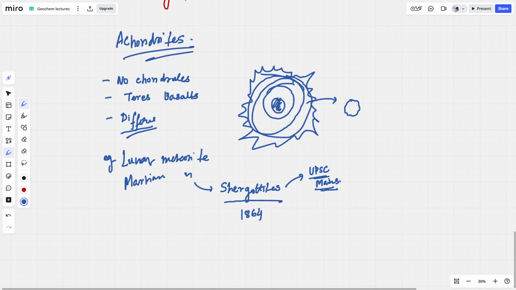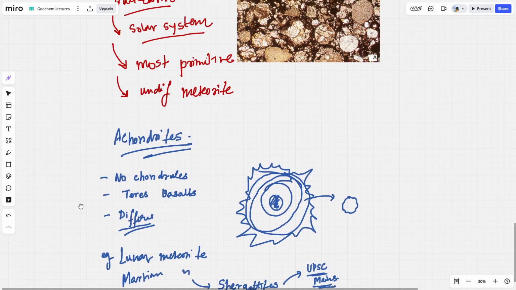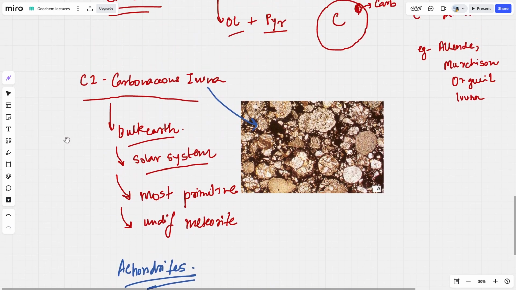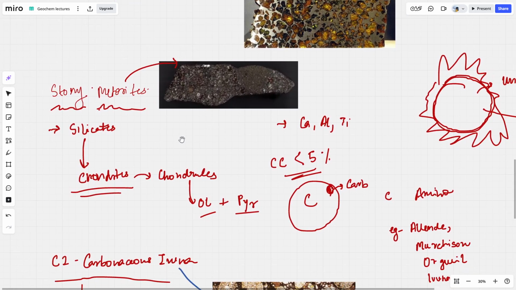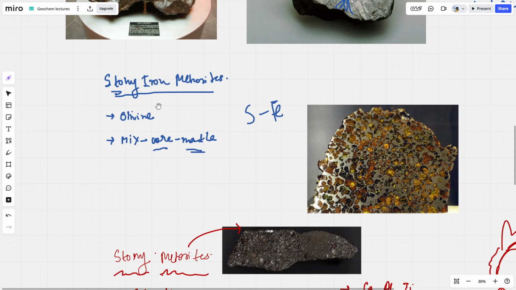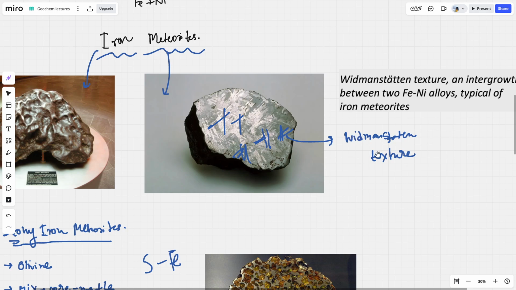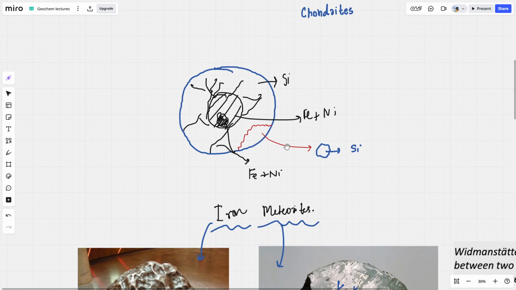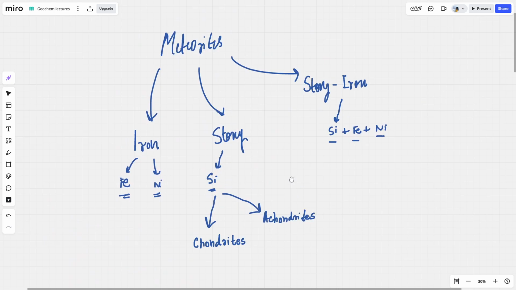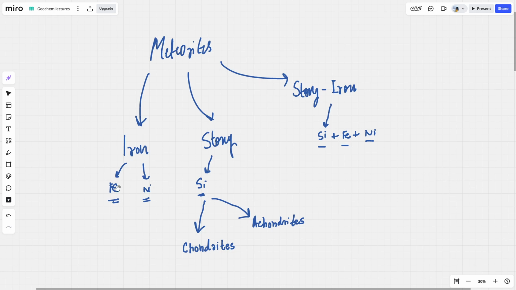Okay, so I'll end this class up to here. So we have discussed most of the topics, right? We have discussed achondrites, we have discussed the carbonaceous Ivuna, we have discussed stony meteorites, chondrites. Also, we have discussed the stony iron meteorites, Widmanstätten texture between iron and nickel, and we have the primary classification of the different meteorites.